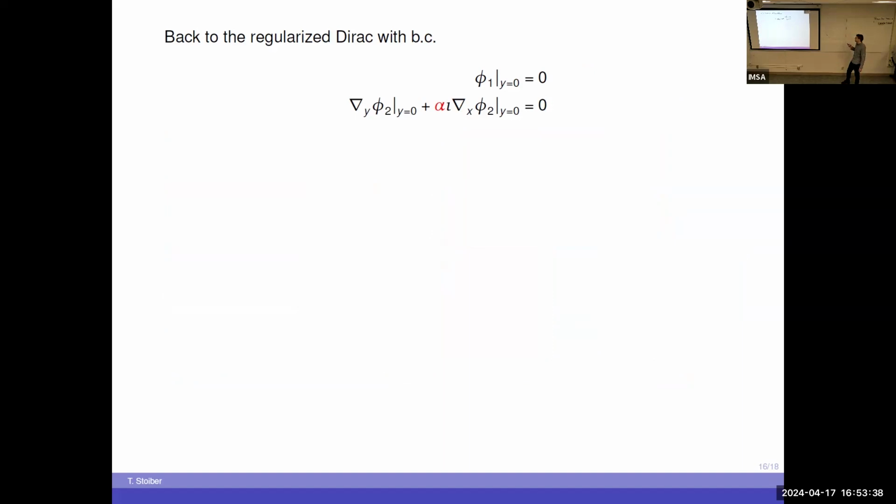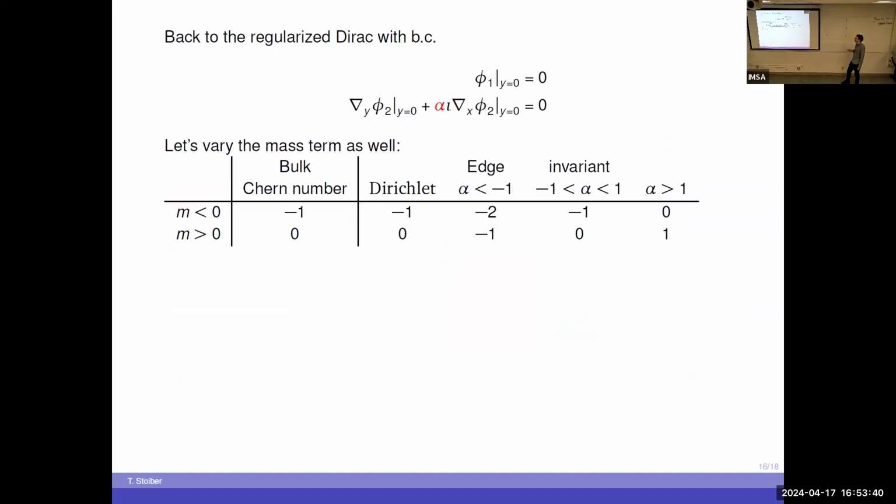But then you might ask, what happened to the bulk topology at all? I mean, where does it appear? And for that, we can go back to the regularized Dirac Hamiltonian, where we have this boundary condition which depends on some parameter alpha, and look at it in more detail.